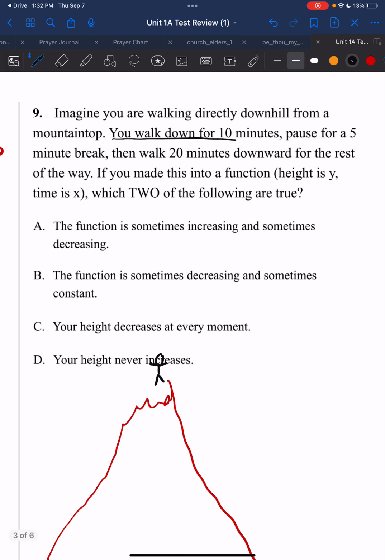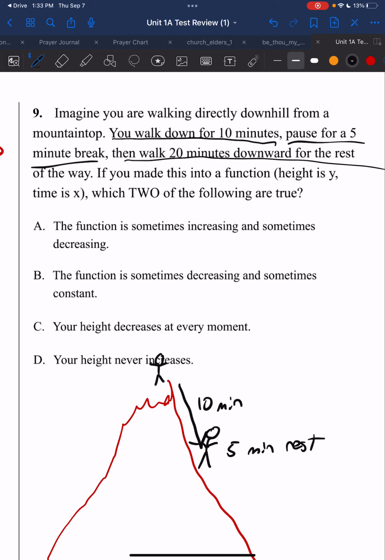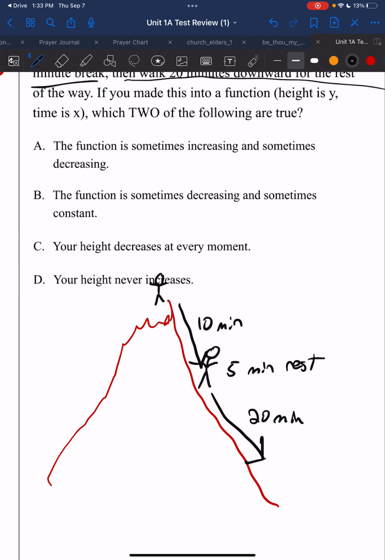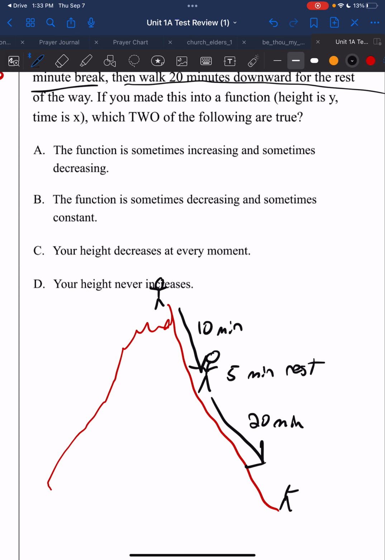So I walk down for 10 minutes. And then I pause for a 5-minute break. So I'm just going to chill here for a little bit. So my 5-minute rest. And then I walk 20 minutes down more for the rest of the way, until I reach the bottom.